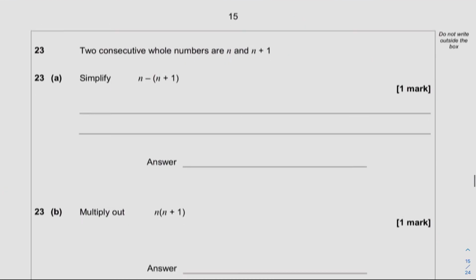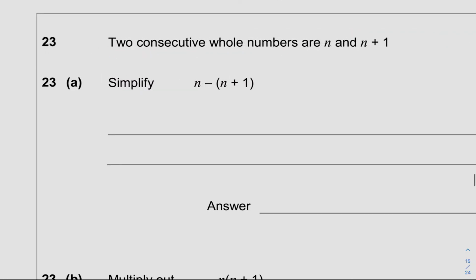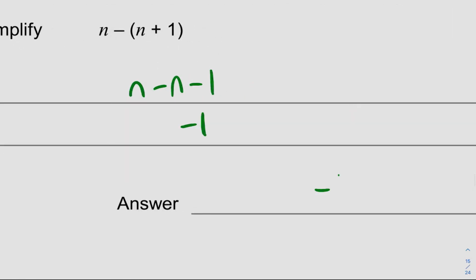Question 23, Part A. We are told two consecutive whole numbers are n and n plus 1, and we need to simplify for Part A. N, take away brackets, n plus 1. So what we need to realise is when we've got a negative sign outside the brackets, as we do here, all the signs inside the bracket must change. So the n becomes negative and the 1 becomes negative as well. So we've got n from outside of the bracket, then we've got our negative n from inside, and then we've got negative 1 from inside as well. Simplifying, the n's cancel out, n take away n is 0, so we're left with negative 1. So the answer is negative 1.